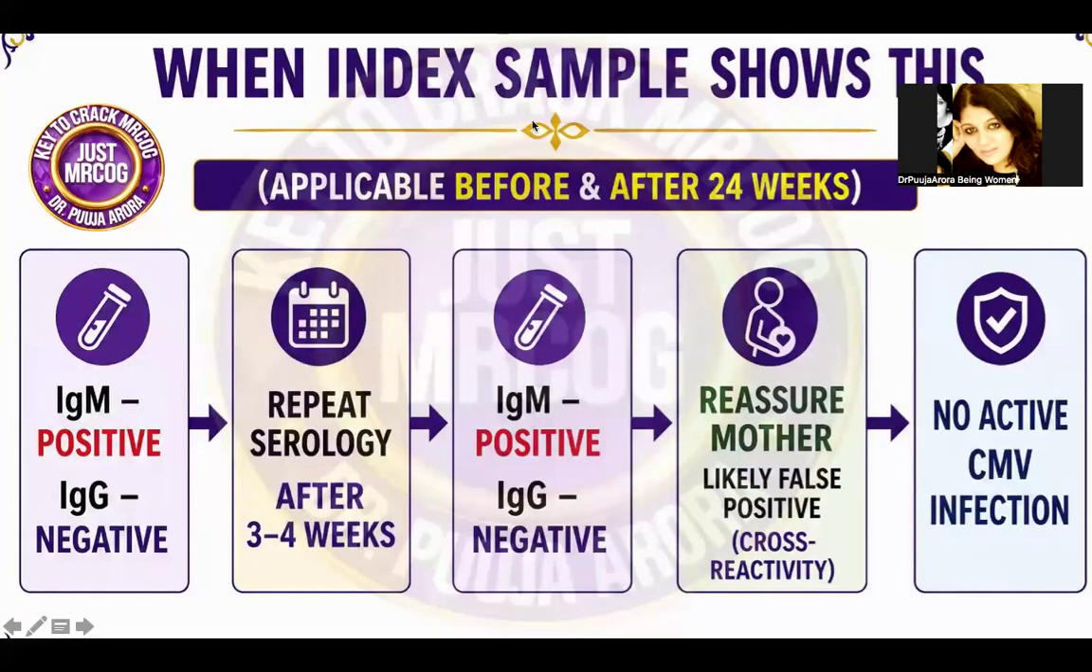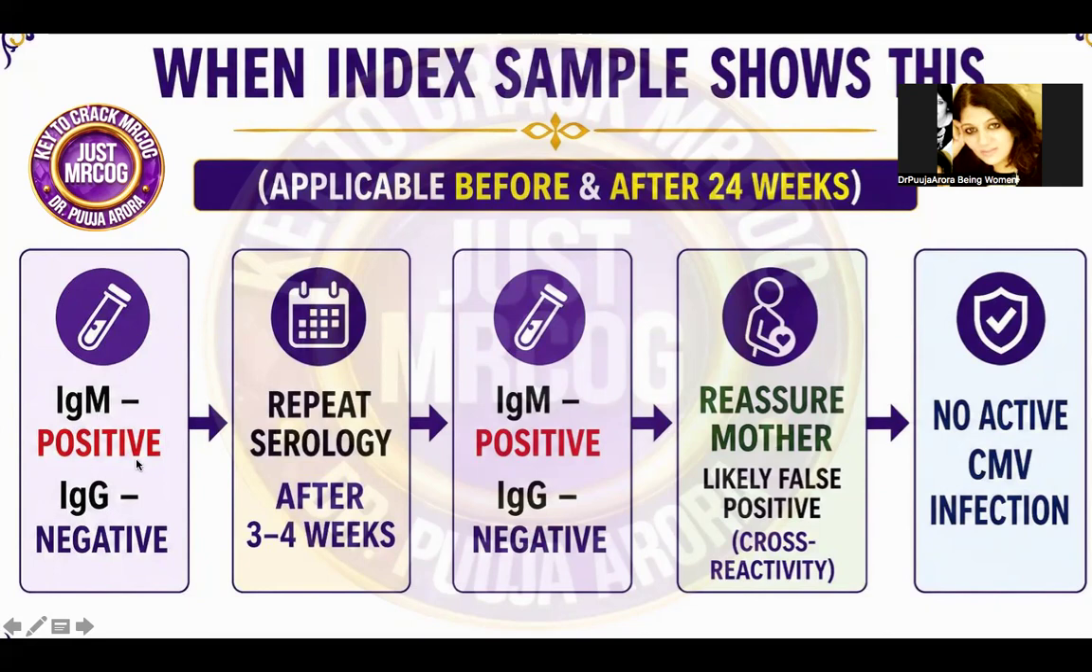Now, index sample means the patient is coming with some complaint which probably indicates CMV, and you are offering her a blood test. We call it the index sample. Index sample means the sample which we are doing in the present day. This is applicable before and after 24 weeks as well. So for the entire weeks of pregnancy, we apply the same formula.